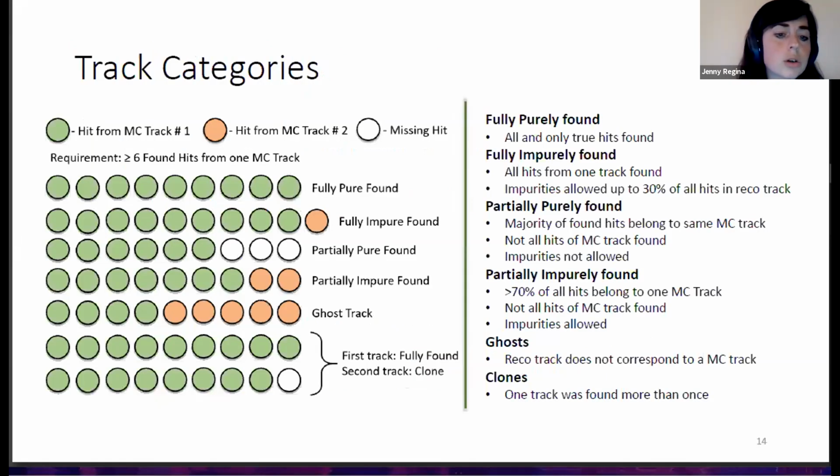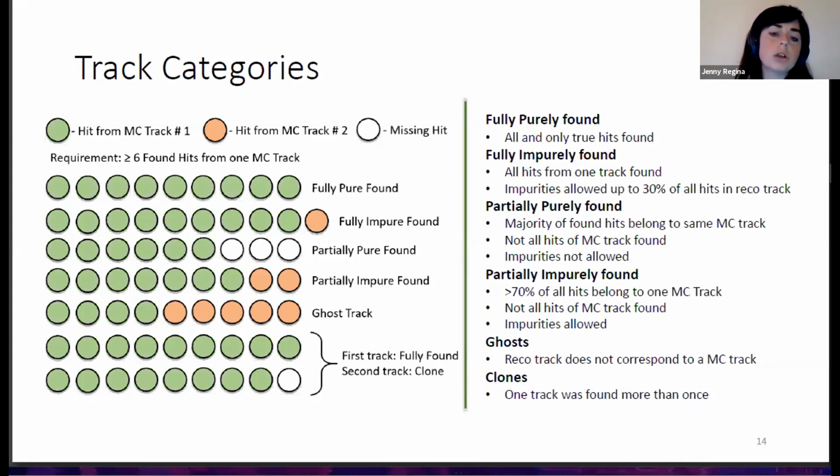And the track categories are the following. So we have 4 track categories of correctly reconstructed tracks. These are the fully purely found, where we have found all the true hits in one Monte Carlo track. And we also have fully impurely found, where we have found all the Monte Carlo hits from one Monte Carlo track, but impurities are allowed. So you can have an additional 30% of hits from another Monte Carlo track.